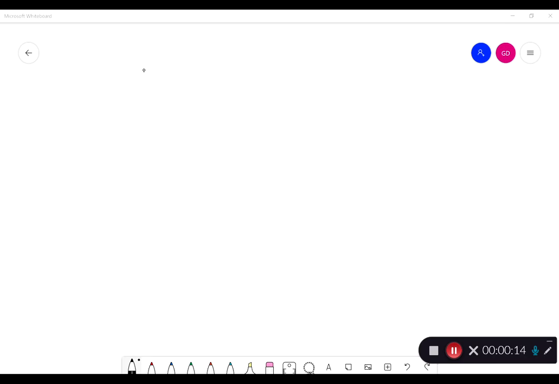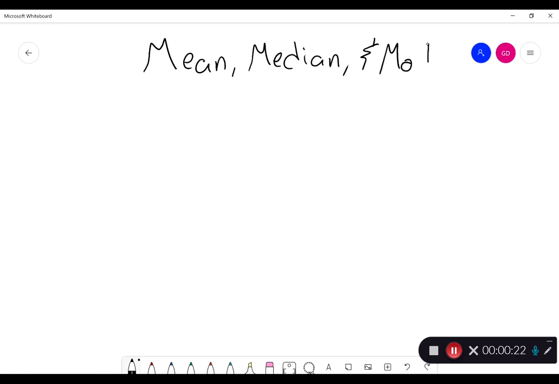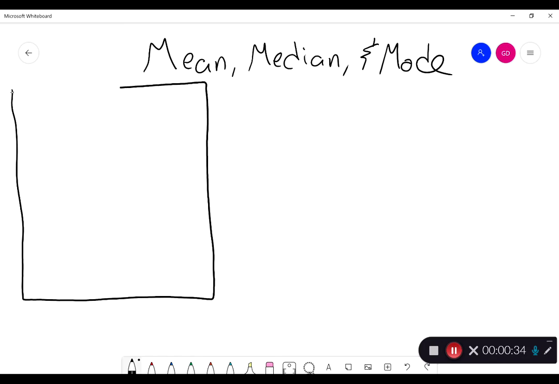Today it's going to be the mean, median, and mode. These are referred to as the measures of central tendency. So with that, let's create an example here. I'm going to make a quick little table, so you can make one with me if you'd like.